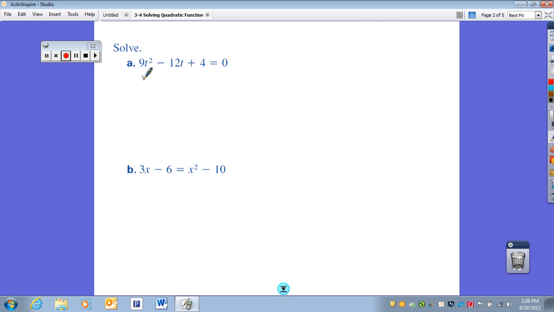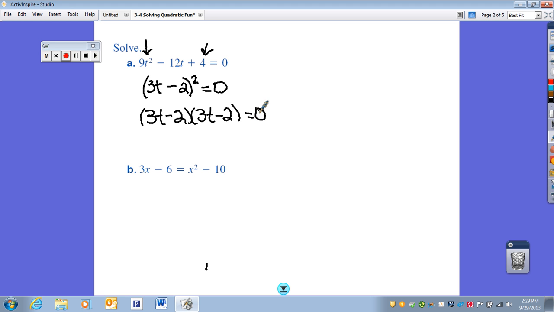We don't have a common monomial factor, so let's look for a special pattern. So we do have 9t squared, which is a perfect square, and we have positive 4, which is a perfect square. So it looks like our perfect square trinomial pattern would work. The square root of 9t squared is 3t, and the square root of 4 is 2. And we need our minus sign since that's the sign of our middle term, and that would be the quantity squared. We could also write it as 3t minus 2 and 3t minus 2.